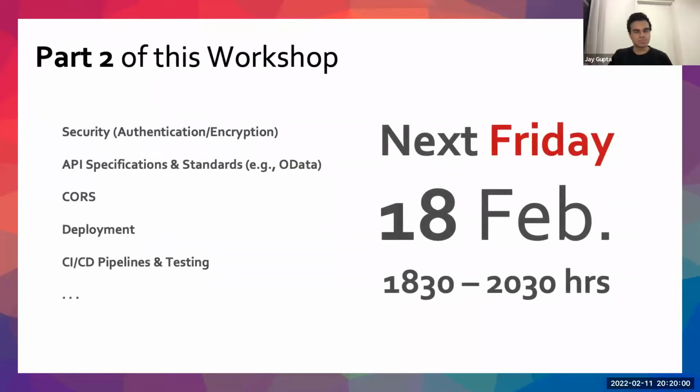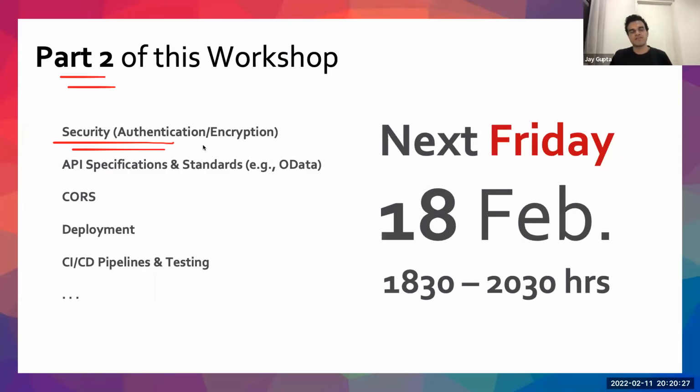So yeah, that is pretty much it for this workshop. For part 2, which will be held next Friday at the same time, 6:30 to 8:30, we will be talking about security. Right now anyone can deploy the API, and anyone can use the endpoint which we created, but we also need to secure the endpoint.